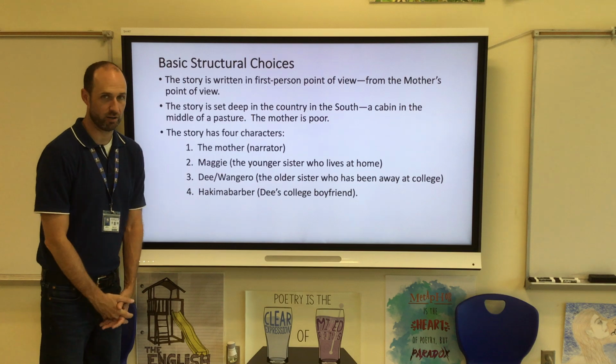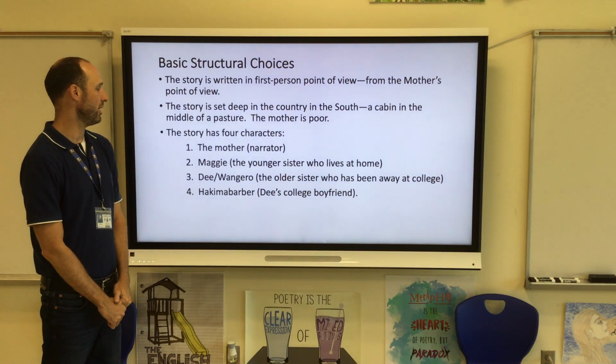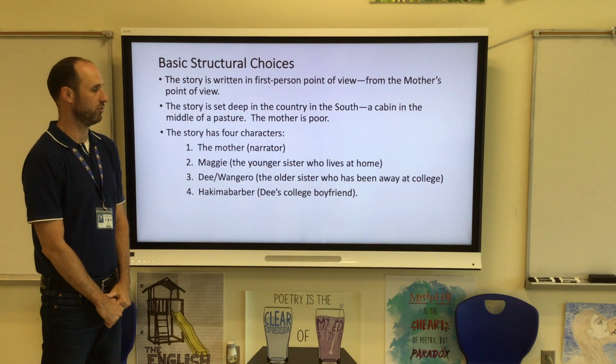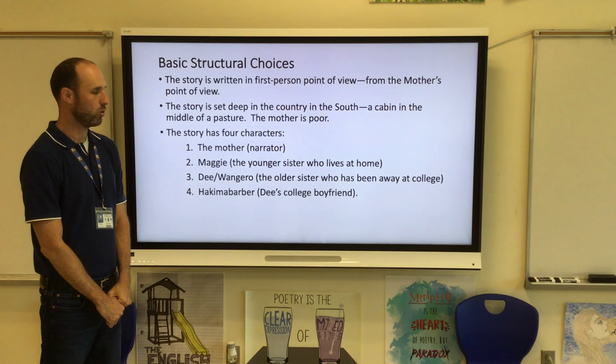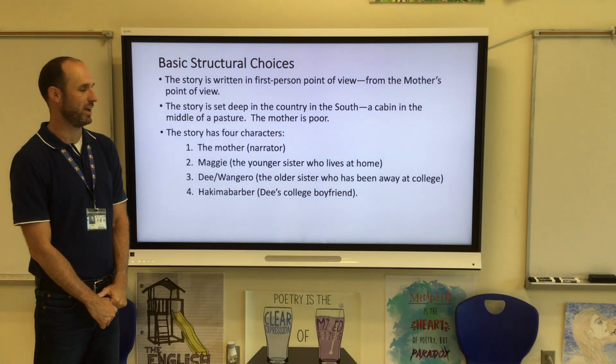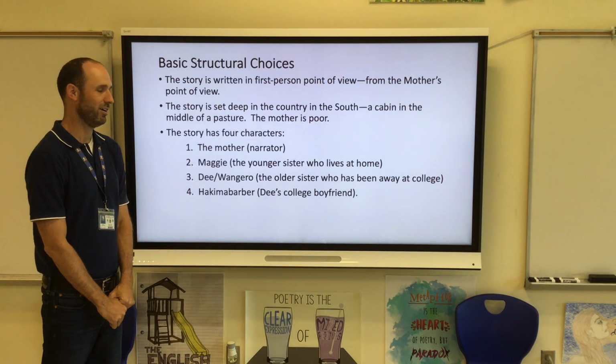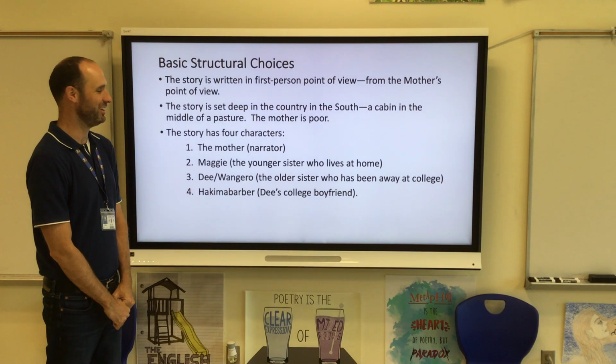And the story has four characters. There's the mother, the narrator, Maggie, the younger sister who lives at home, who's about to get married to John Thomas, and then Dee, or Wangero, the older sister who's been away at college, and Hakima Barber, or Assalamu Alaikum, who is Dee's college boyfriend.